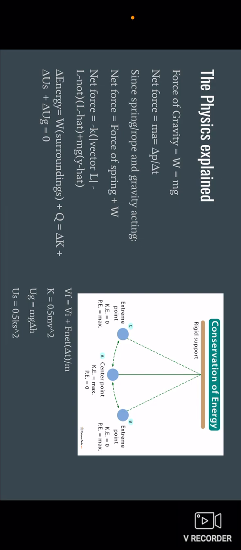Then we have the net force equation written down with the equation for the force of the spring along with the force of gravity, and the change in energy principle, which shows that energy is conserved and is really just the work done by surroundings plus Q, which is also equal to change in kinetic energy plus change in spring potential energy plus change in gravitational potential energy, of which those formulas are written on the side to the right. Other formulas used within this experiment and lab were the velocity update formula and the position update formula.